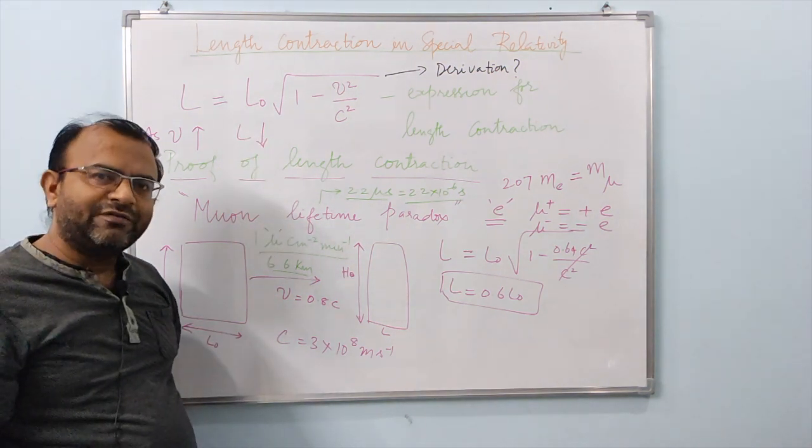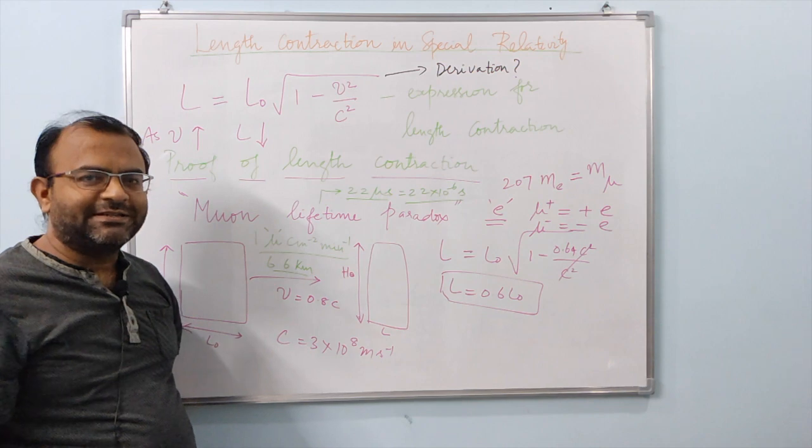So length contraction is one of the very important effects of the special theory of relativity.